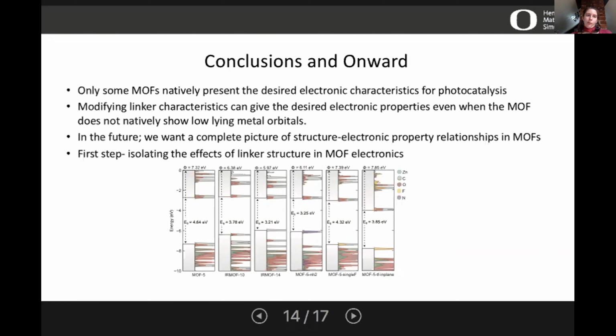And in the future, we want a more complete picture of how the structural characteristics and the electronic properties in MOFs are related. And one of the first steps to doing this is to isolate the effects of linker structure in the MOF electronic structure. So what I've been working on in the future is, in a series of really simple MOFs, being able to understand exactly how different simple modifications to a linker, like the modification we did today, are going to be affecting their electronic structure.